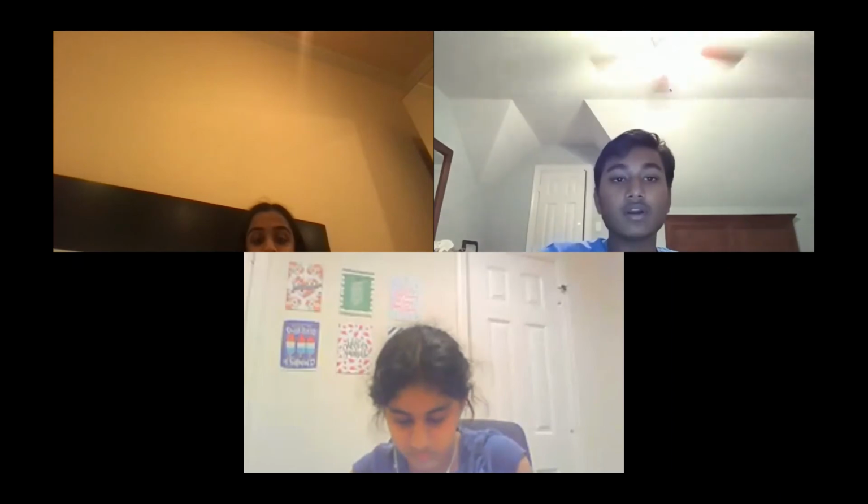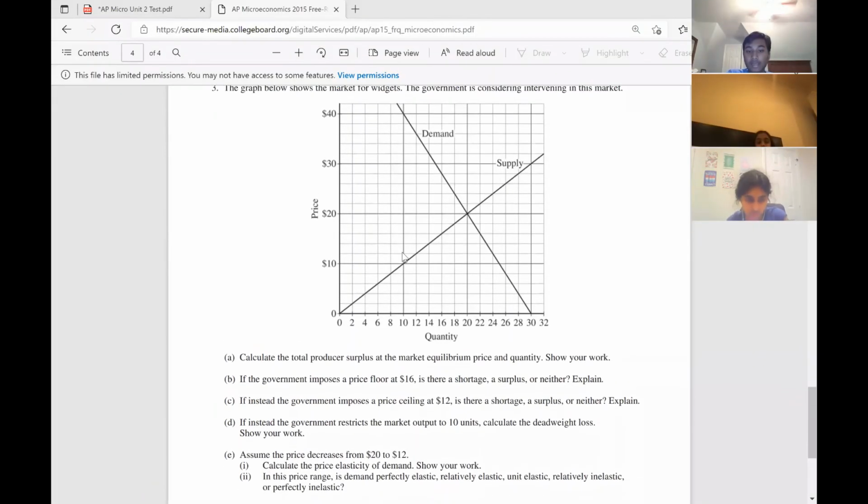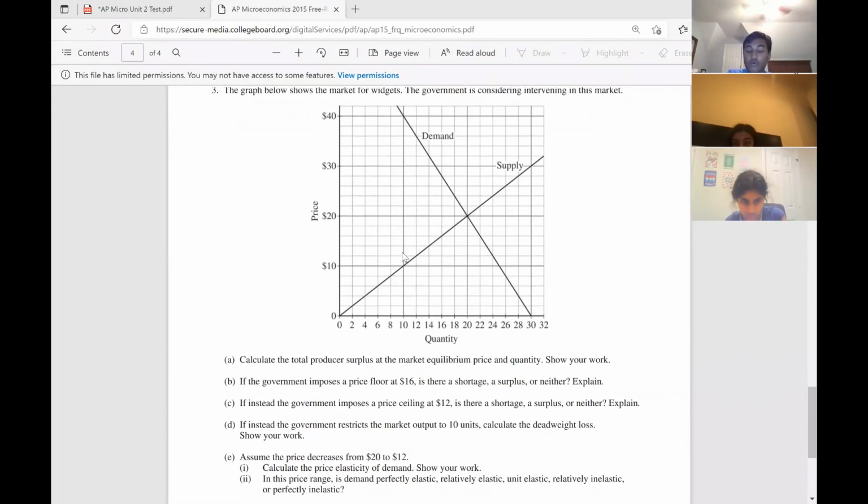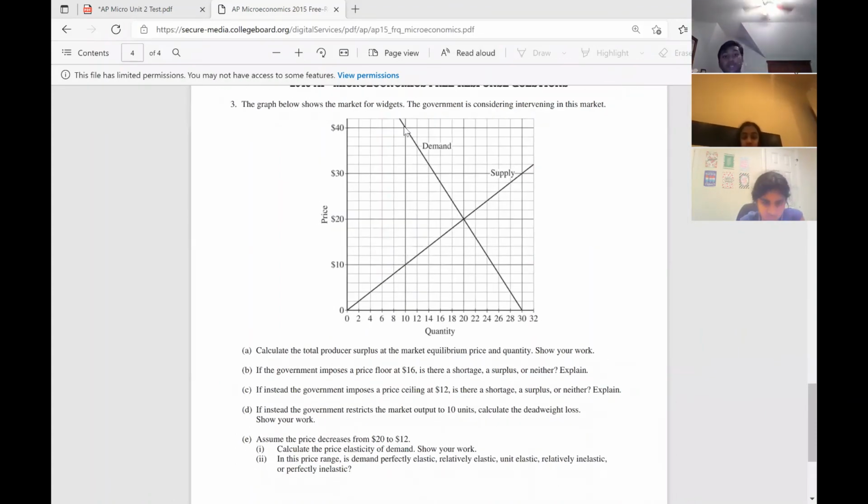Okay, we're gonna go ahead and start on our FRQ. There are five components to this question, and we're only going to cover four of them because we have not covered how to find the total deadweight loss yet, but it is simply just the area of a triangle, right? So I'm going to do the first question.